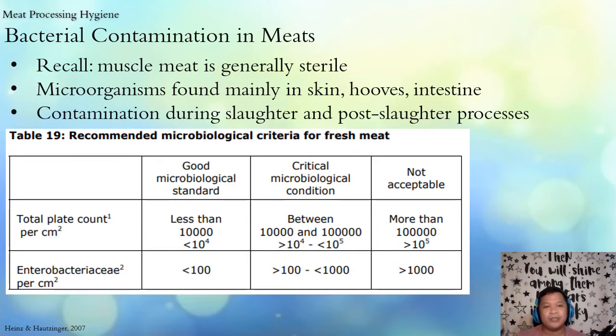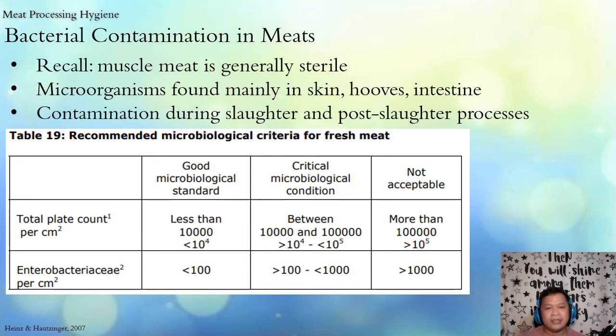So let's now proceed to bacterial contamination in meat. Again, this is just a review of some things we discussed in the past, and maybe in your general or food microbiology, no? Recall that muscle meat is generally sterile, but microorganisms are found in the skin, hooves, and innards, specifically the intestines of the animals. And these could, during slaughter and the post-slaughter process, leach into the other sterile parts of the meat.